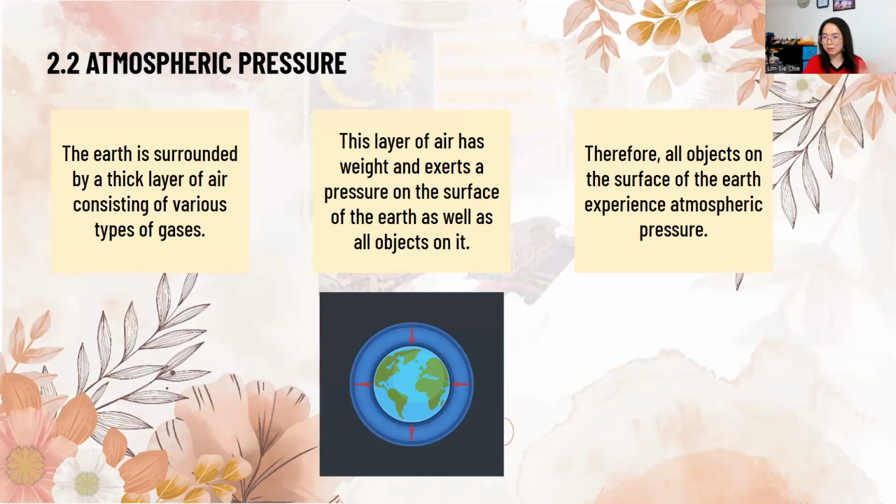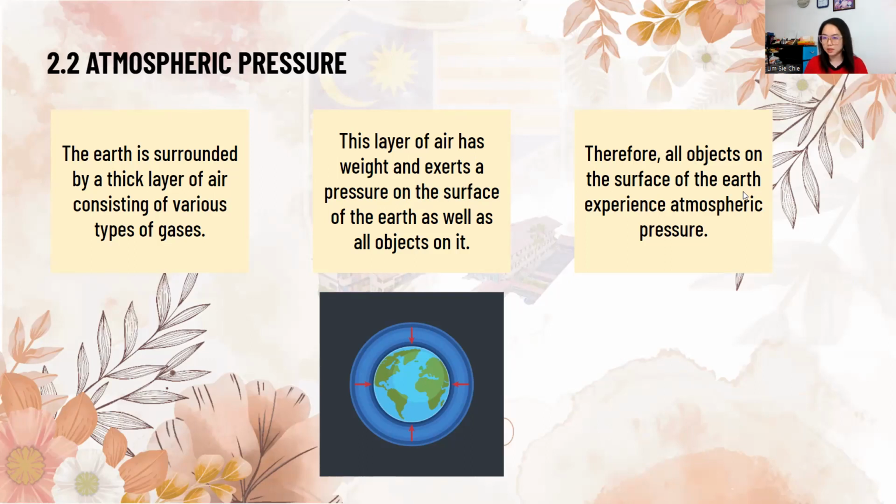This is what I mentioned just now. If you look at this small diagram, the earth is actually surrounded by a thick layer of air consisting of various types of gases. I mentioned just now nitrogen gas, carbon dioxide, oxygen, and so on. This layer of air has weight and exerts a pressure on the surface of the earth as well as all objects on it. Therefore, all objects on the surface of the earth experience atmospheric pressure.